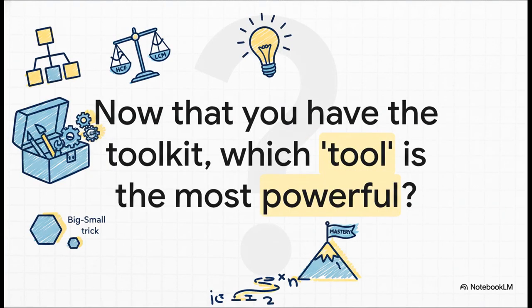So there you have it. We've filled up our toolkit for real numbers. We've got prime factorization for HCF and LCM, we've got our big-small trick for word problems, and we know about proof by contradiction for those irrational numbers. So now that you have the whole toolkit, which tool do you think is going to be the most powerful for you in your exams? Think about that and you'll be more than ready to master this chapter.